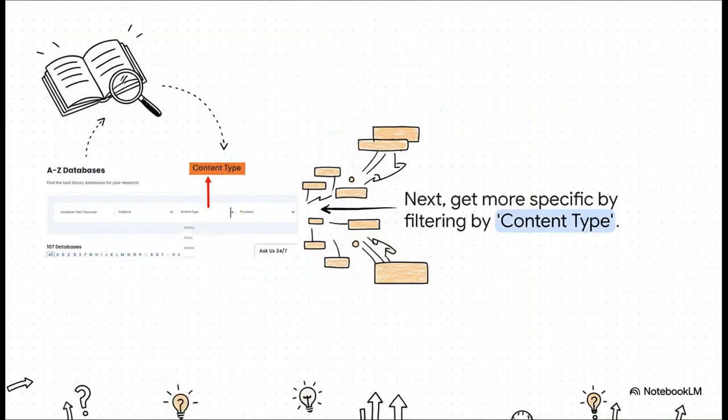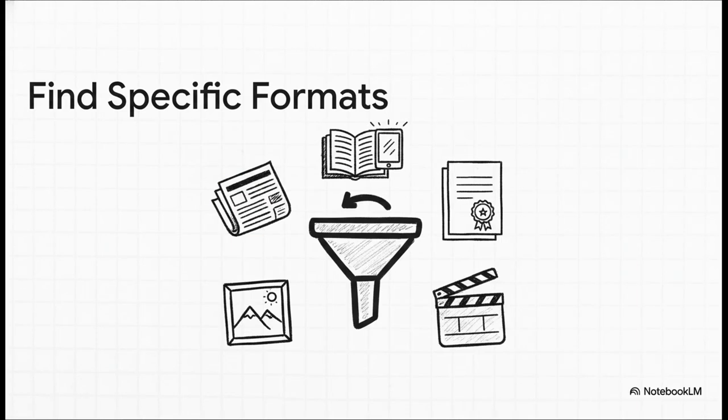But we can get even more specific. Maybe you don't just need an article about business. Maybe your professor wants a specific kind of source, and that is where the content type filter is your best friend. So, does your assignment require you to only use peer-reviewed journals? You can select that right here. Or maybe you're looking for primary source material for a history paper, or even images and videos for a presentation. This filter lets you zero in on the exact format you need.